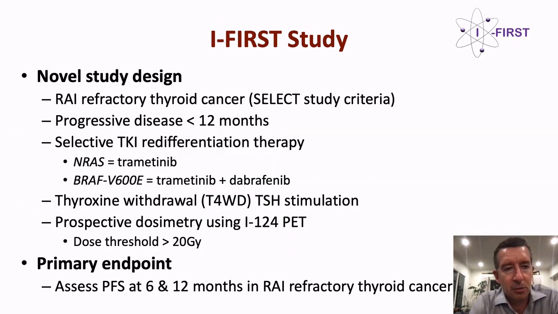So again, this draws on our prior experience with a novel study design, treating patients with RAI refractory thyroid cancer with progressive disease as determined by RECIST within the prior 12 months, and selective use of tyrosine kinase inhibitor redifferentiation therapy for NRAS and BRAF mutants. We're using thyroxine withdrawal and prospective dosimetry using I124 PET, with the primary endpoint of assessing progression-free survival at 6 and 12 months after therapy.